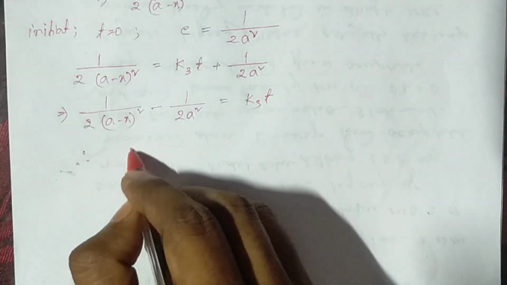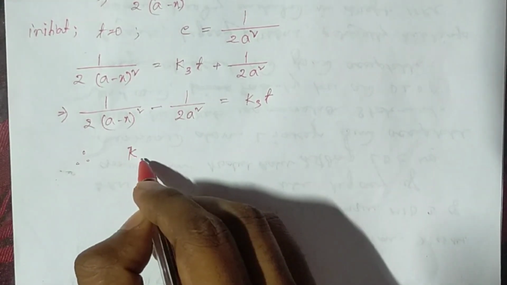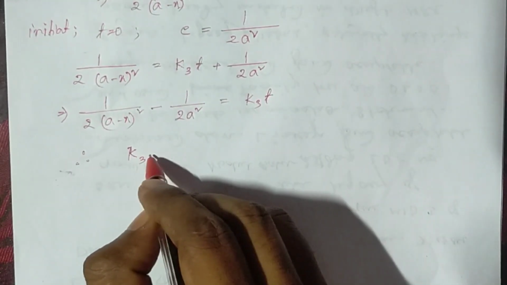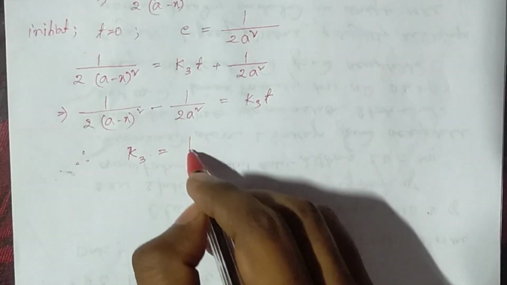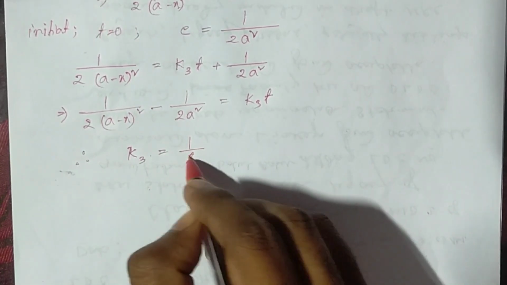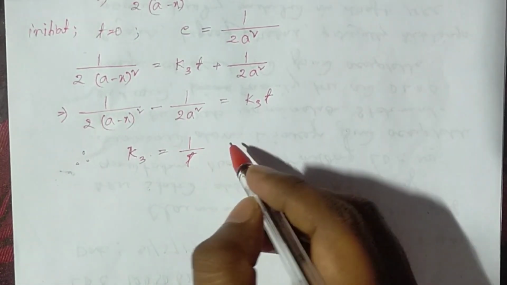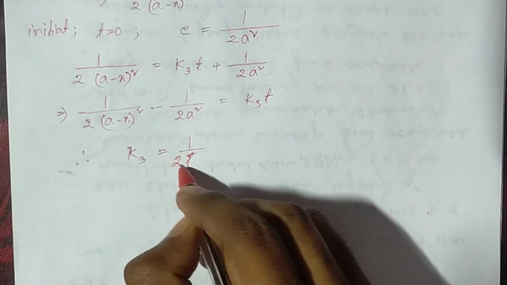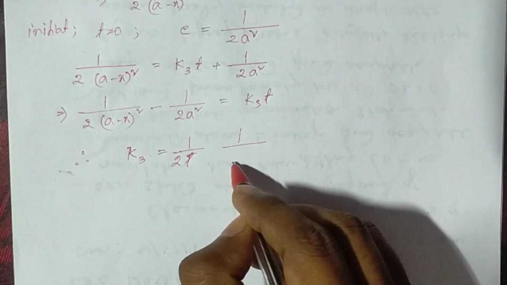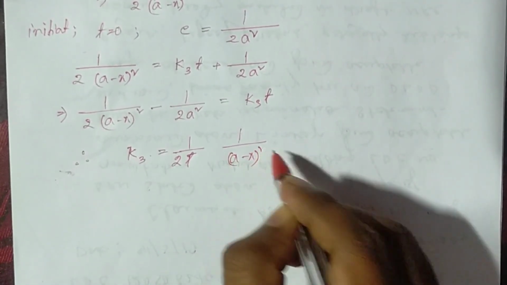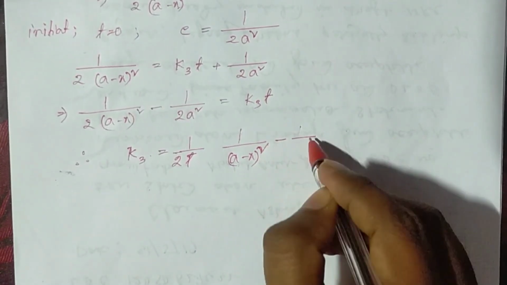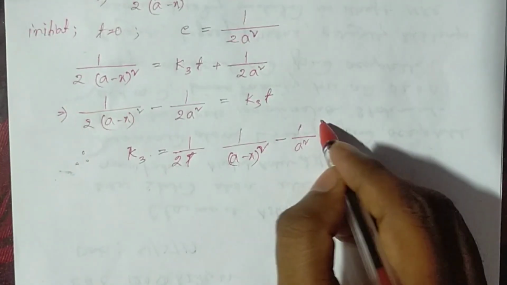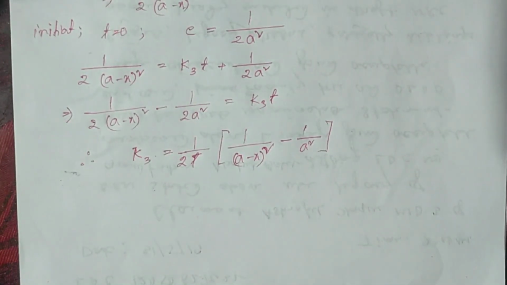So we can finally write the equation k3 is equal to 1 by 2t into [1 by (a minus x) whole square minus 1 by a square]. This is the final equation for the rate constant for a third order reaction.